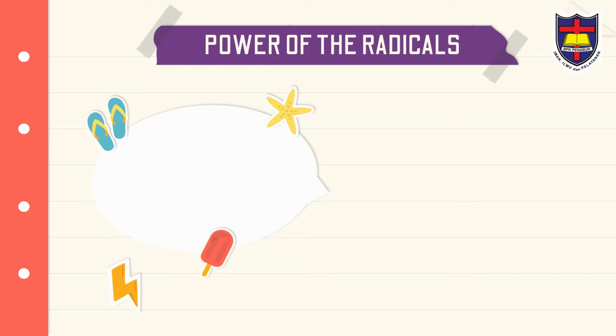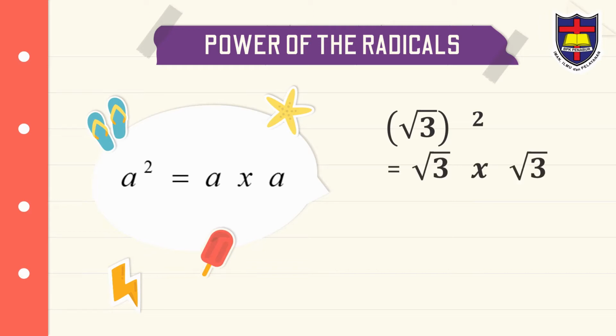When we talk about the power of radicals, we can use this formula. A squared equals to A times A. It's the same with the exponent. Now if I have root of 3 to the power of 2, we can make it as root 3 times root 3. So we have root of 3 times 3 or 3 square. So we have 3.